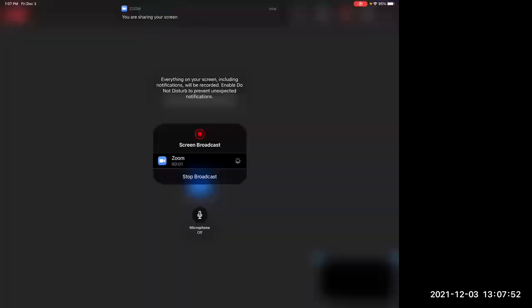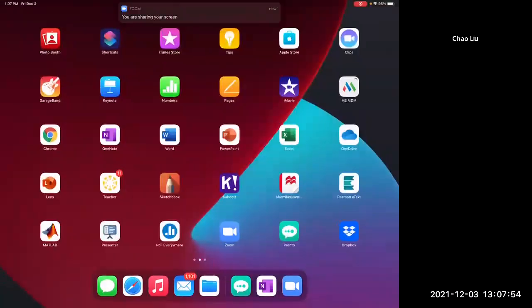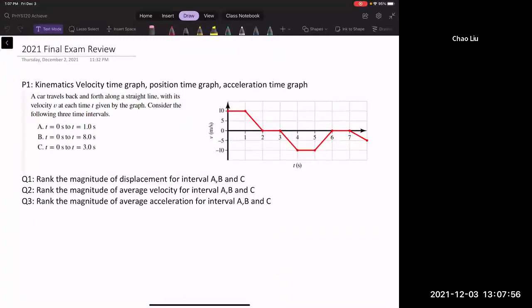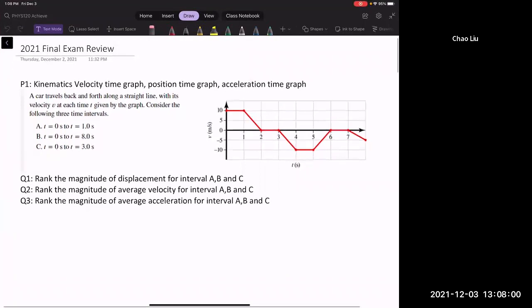Let me share the screen with the notes. Okay, sharing the screen. Can you guys see the screen? Yeah.